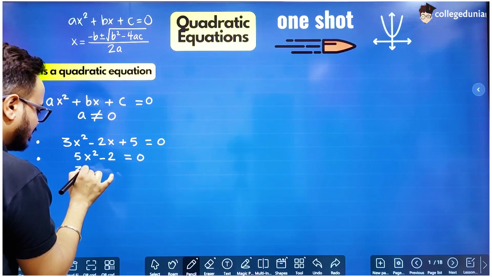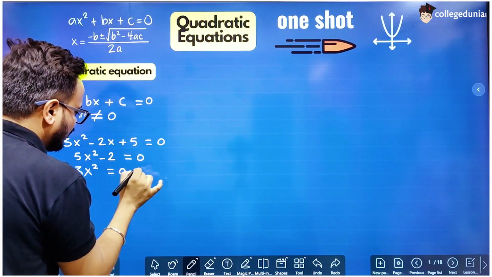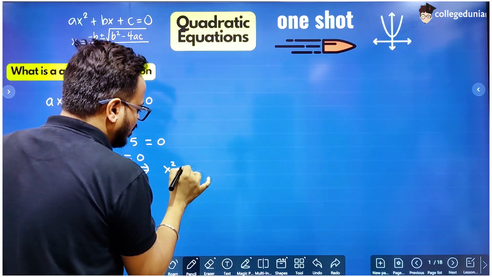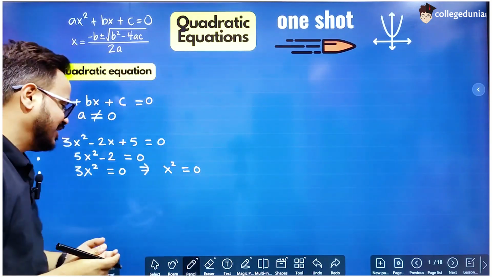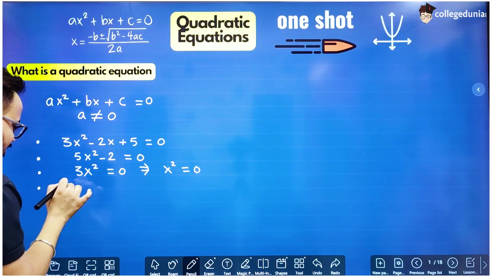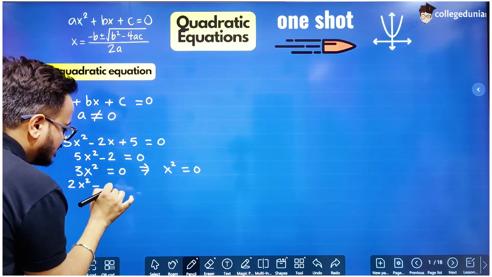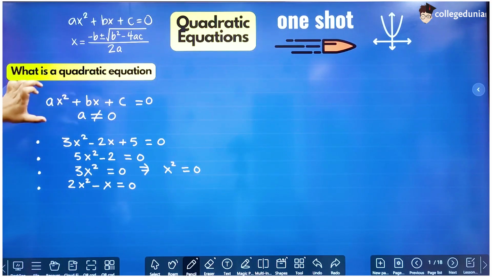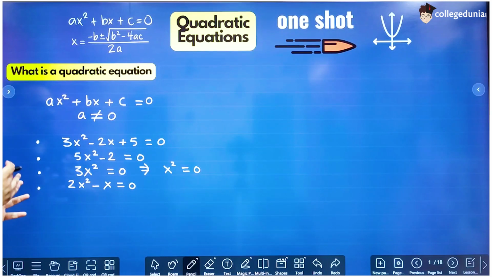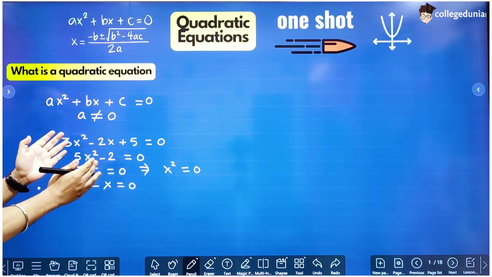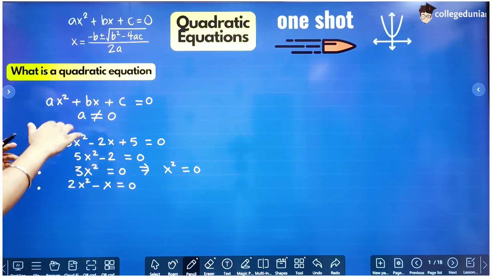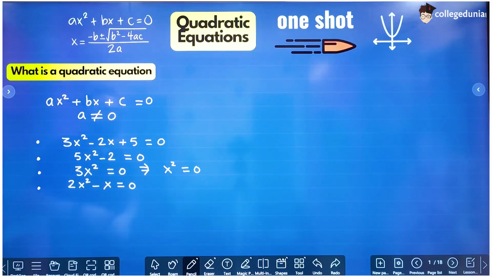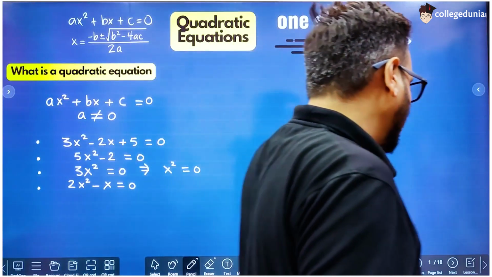And if I write it like this, 3x square equal to 0, which obviously gives x square equal to 0, that is also a quadratic equation, right? And if I write 2x square minus x, that is also a quadratic equation. So the degree of the polynomial in the equation should be 2. There should not be any term with power more than 2, but there can be terms with power less than 2, or there cannot be. So this is called a quadratic equation.